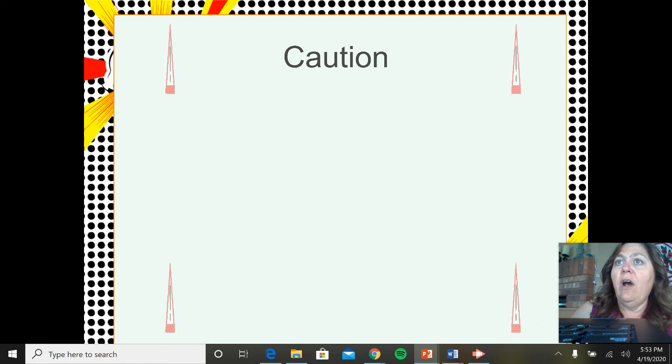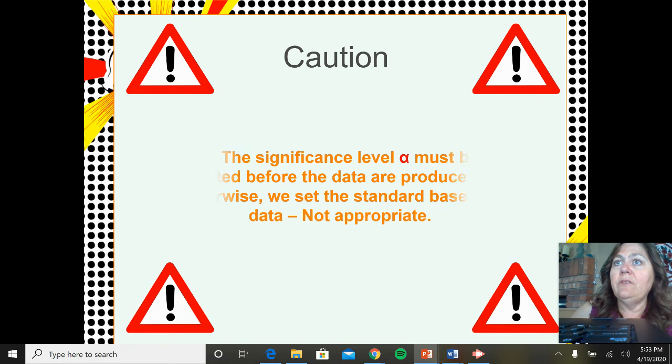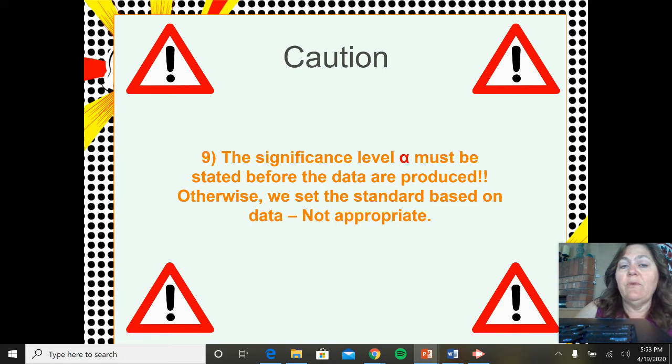I do want to give a big caution: your significance level alpha has to be stated before you get any data or do the t-test. Some people run a z-test or a t-test and they go, oh, I got a p-value of 0.06. If I make alpha 0.1, then I can reject it. And that's not being a reliable statistician.